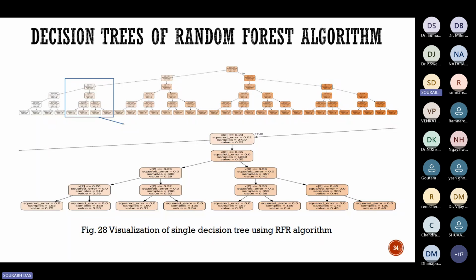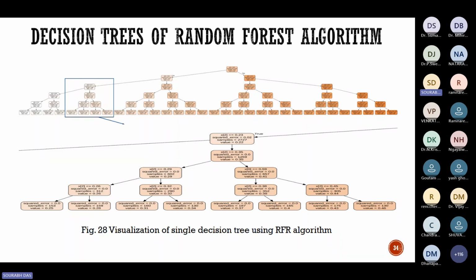So what is squared error? The squared error mentioned in each node indicates the error, meaning the difference between the predicted and actual value at that split. A lower squared error value shows a better prediction at that node. Then sample count: each node shows the number of samples passing through it, which helps understand how the data is divided at each decision point.